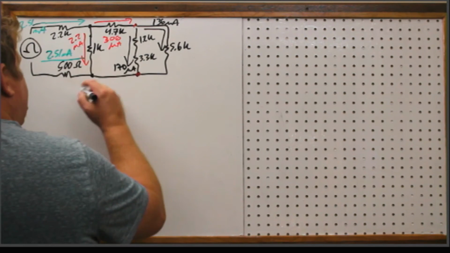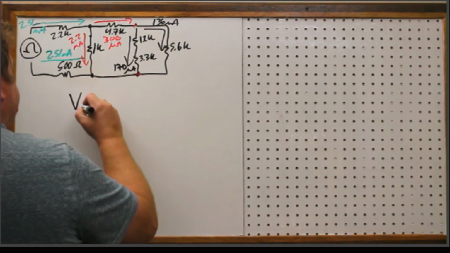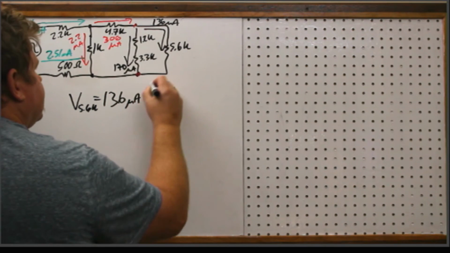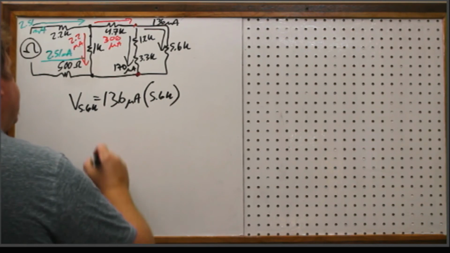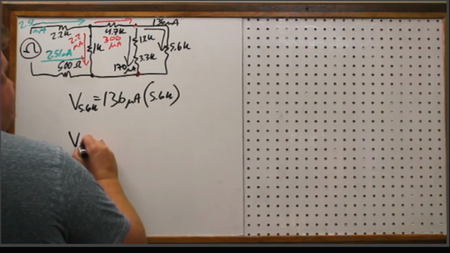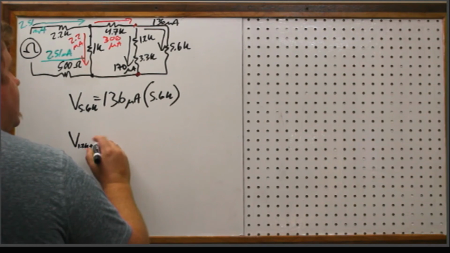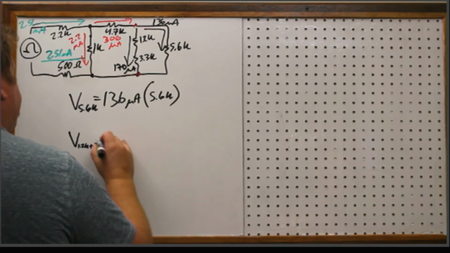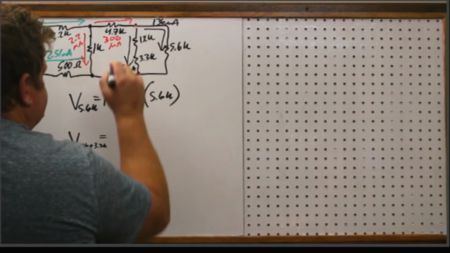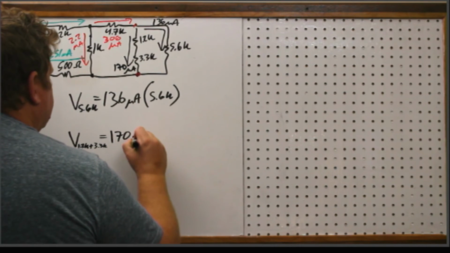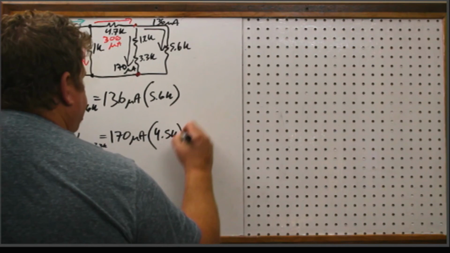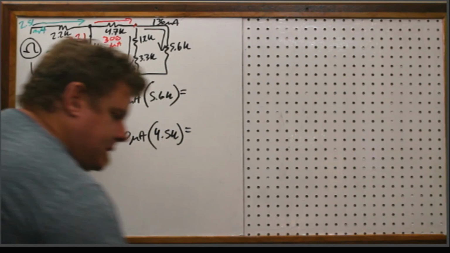So I'm going to redo this calculation. The voltage on the 5.6K was 136 microamps times 5.6K. This one, I'm going to do the voltage of the 1.2K plus 3.3K. And so this one is going to be 170 micro times, if I add those two together, I get 4.5. Okay, so those two voltage drops should be identical.